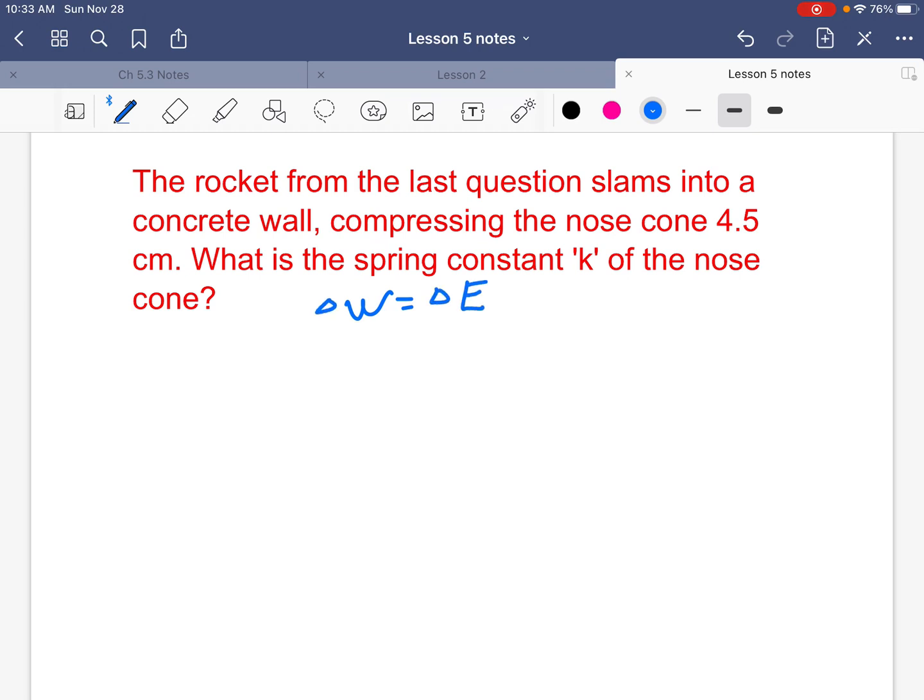So, work done is change in energy. So force times distance is the energy. Now here, what energy are we talking about? Not kinetic, elastic. So we have the distance, we have x squared. We're looking for k. Force is mass times acceleration. So we know the mass of the rocket. We have to figure out the acceleration. Another one of those questions.